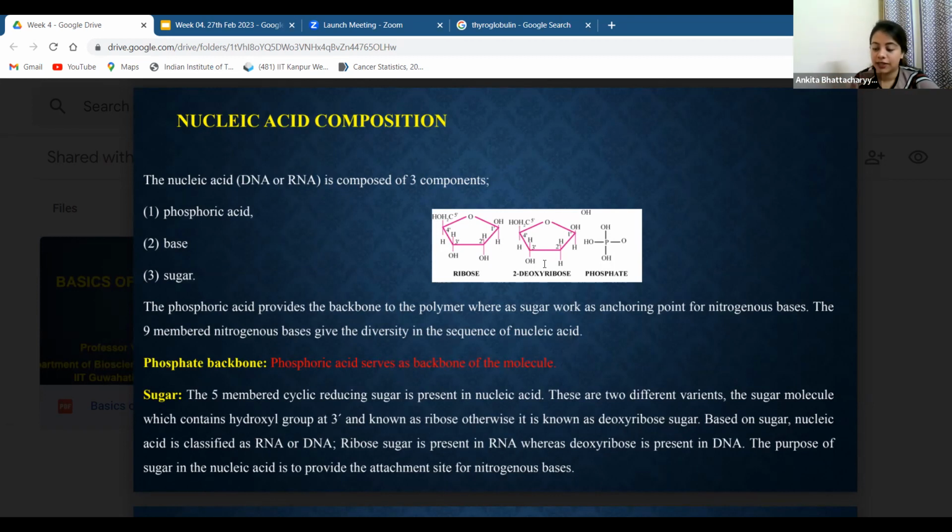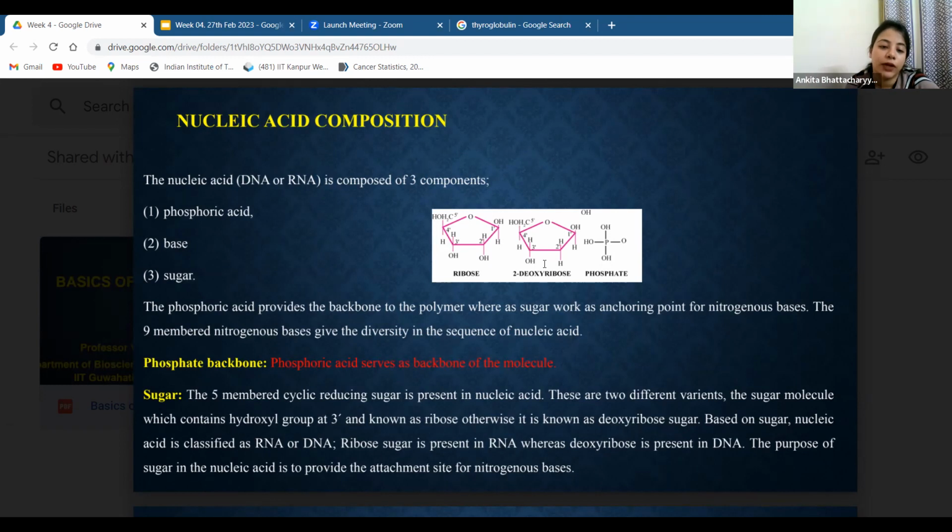But towards the interior, if you have these two negatively charged strands, the space between them is taken up by the nitrogenous bases, which are 9-membered rings majorly, and they are responsible for the huge diversity in nucleic acid sequences. And we can actually study that. We'll get into details of it as well.